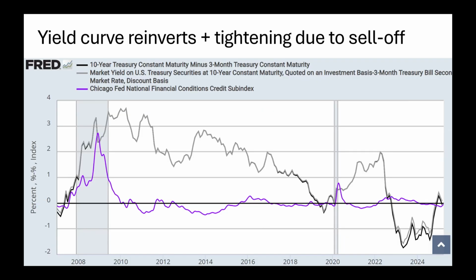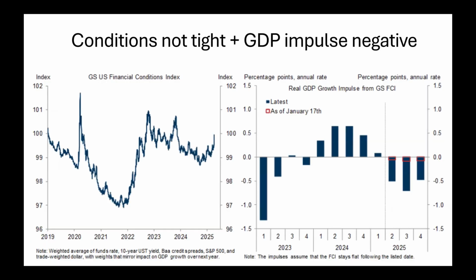So the yield curve is reinverting again. There's a little bit of tightening due to the sell-off, but nothing crazy, nothing that would tell you that a recession is imminent, at least at this point. This is another measure of financial conditions, by Goldman Sachs, on the left side. As you can see, it's tightened due to the recent sell-off, but it's nothing really outside of the ordinary. Definitely, we're far away from, for example, the pandemic highs.